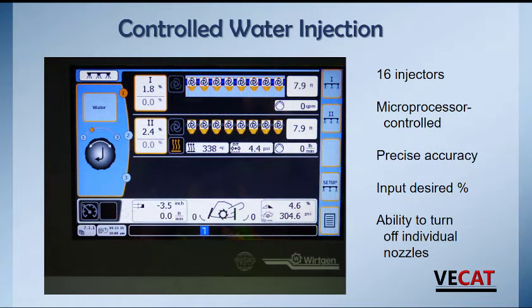Here is the display that the operator sees to control the water system and bitumen system in the mixer. We've got 8 spray nozzles across the water, 16 injectors total. They're paired together. They're microprocessor controlled, and we get a precise accuracy for what the operator needs. If he wants to adjust a higher percentage, he just clicks on the knob and turns it up. He can also turn on and off nozzles for half passes, which we'll talk about in the next slides.